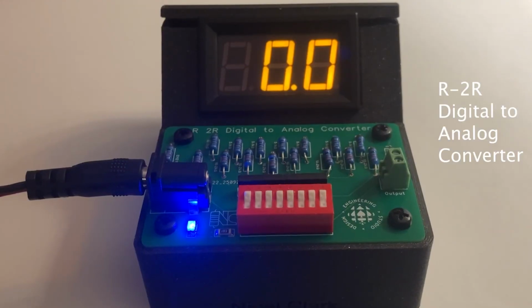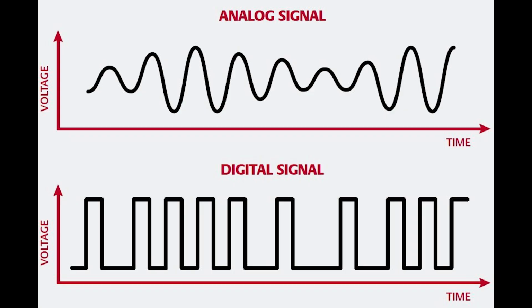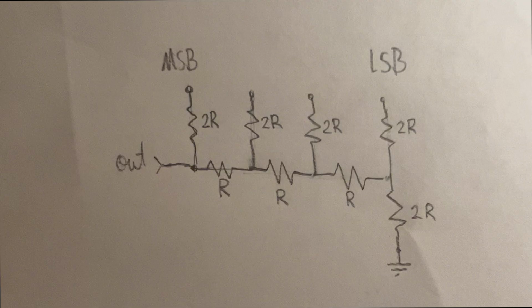Hello, my name is Nigel, and this is my R2R digital to analog converter. The digital to analog converter is a device that takes digital inputs, either 9 volts or ground in this scenario, and turns it into analog outputs, so anything between 9 volts and 0 volts.